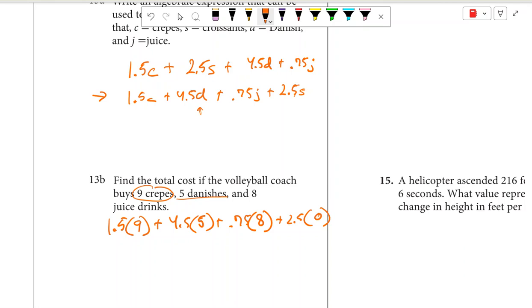Now we go ahead and just go through this and multiply them. So 9 times $1.50 would be $9. No, it's not. Let me try that again.